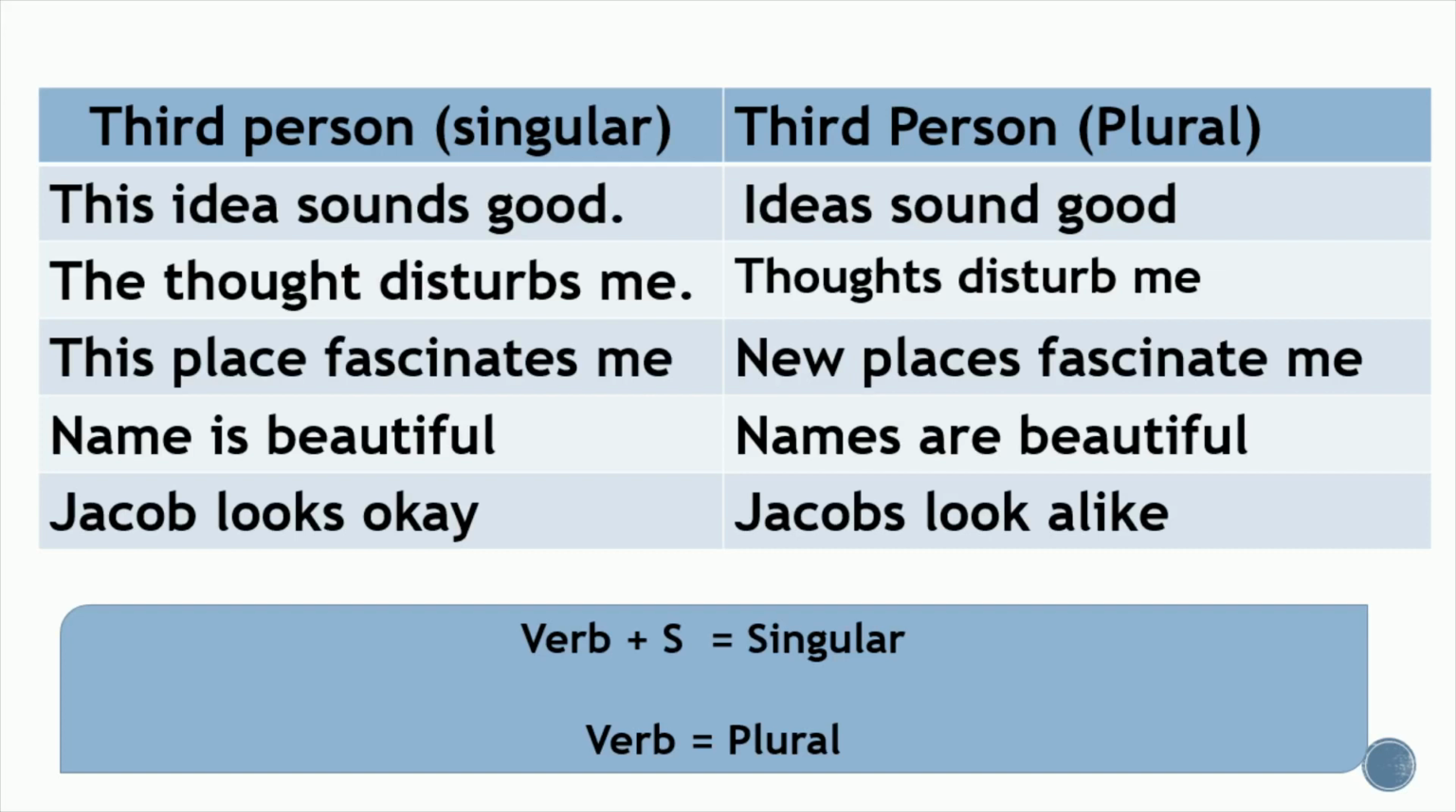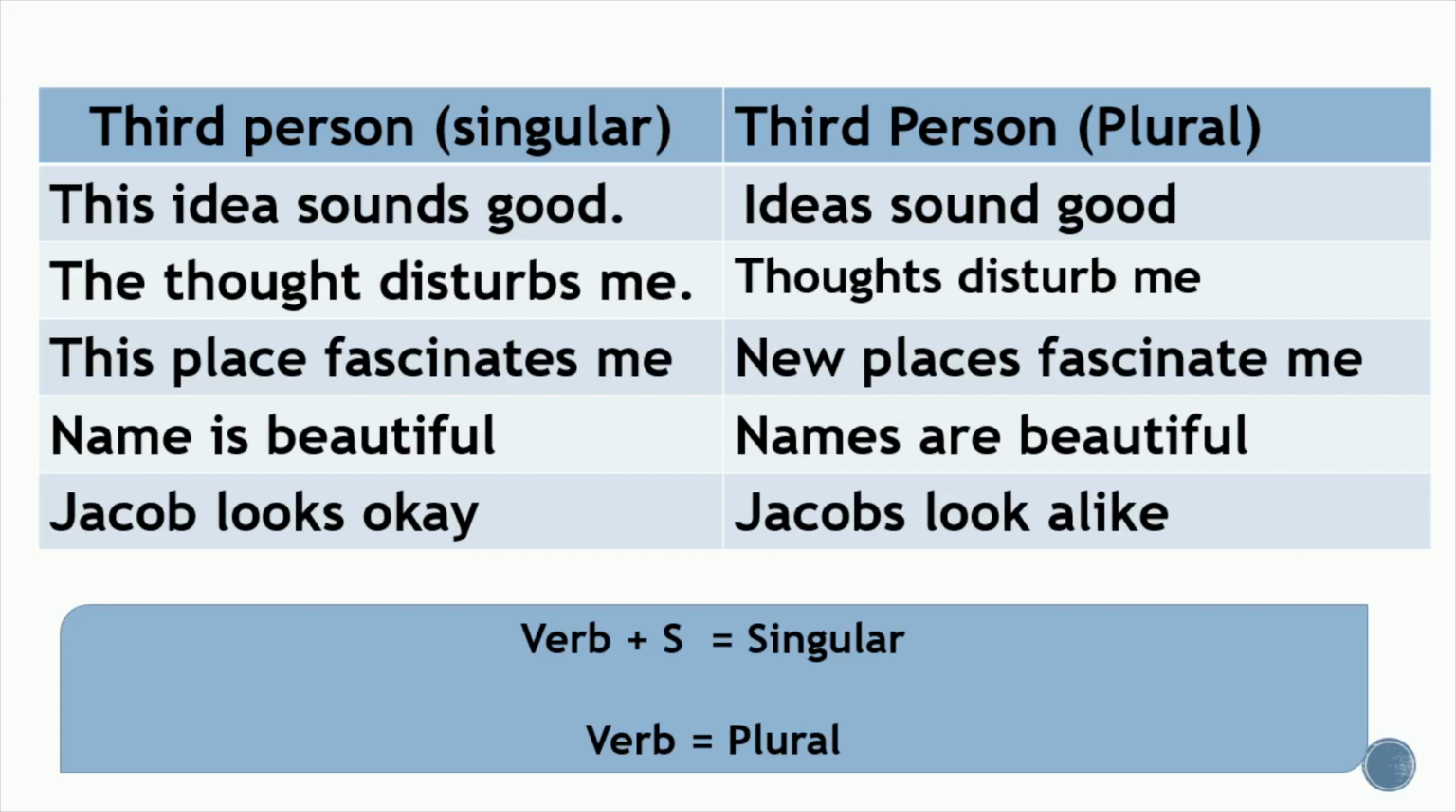Look at the first sentence. This idea sounds good. Idea. One idea. Third person singular. So, sounds good. Now, if you see the same sentence in the second column, ideas, many ideas. The subject has S with it. So, many ideas is a plural form. So it will take only the verb. So the right sentence would be ideas sound good.